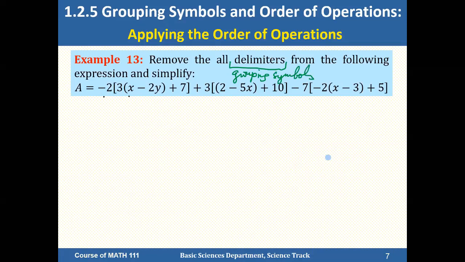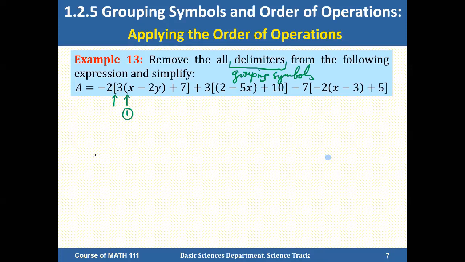Simplify the following expression. So here is where we begin. We have parentheses, two types of delimiters: minus 3 times the bracket with 5x minus 2 times the parenthesis with x minus 2y. Which one do we start with, this one or that one? We start with the inner one.